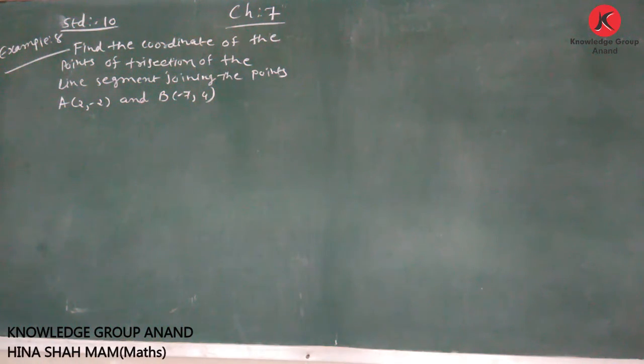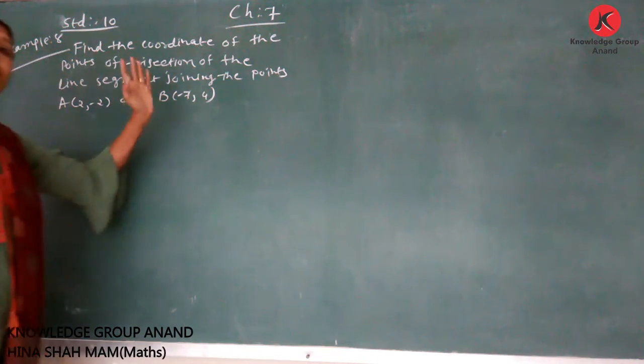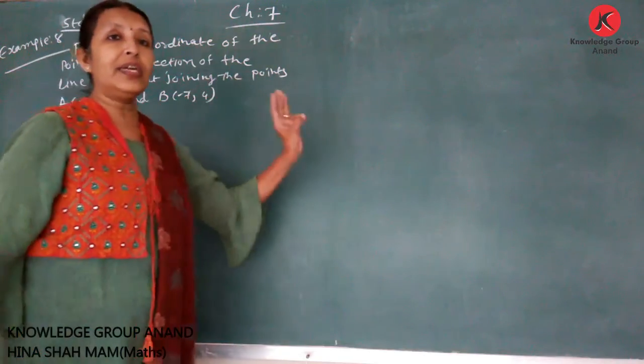Now, example 8. Find the coordinates of the points of trisection of the line segment joining the points A(2, -2) and B(-7, 4). Trisection means it divides the line segment into 3 equal parts.